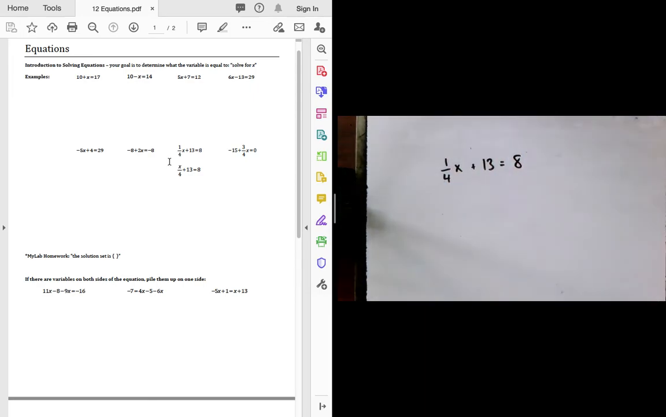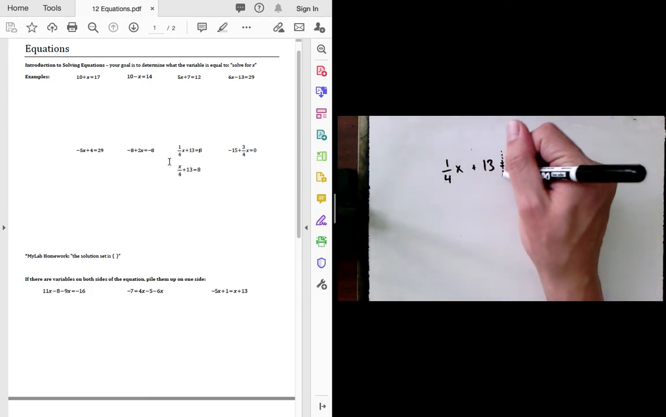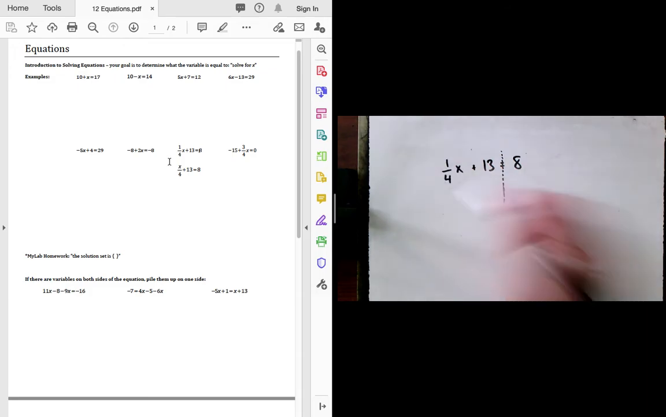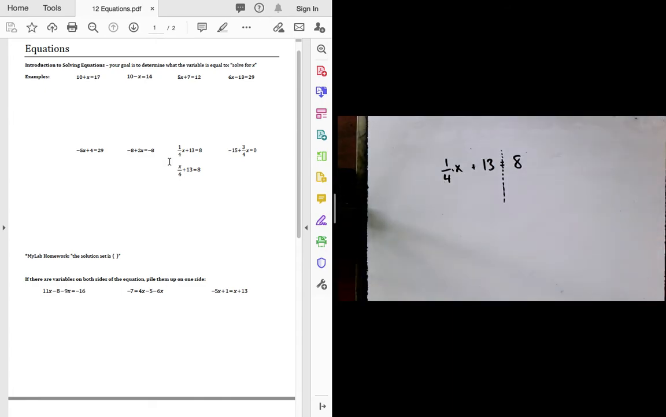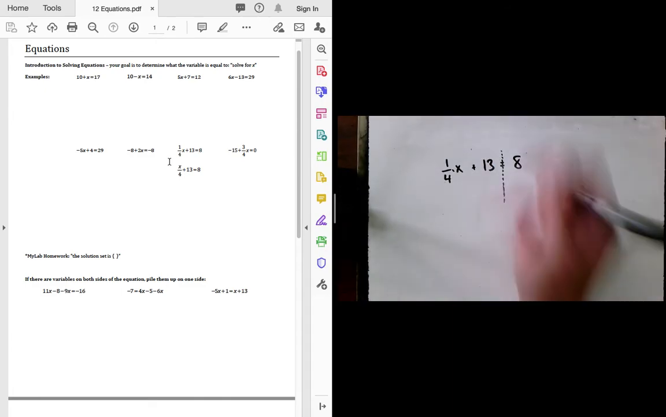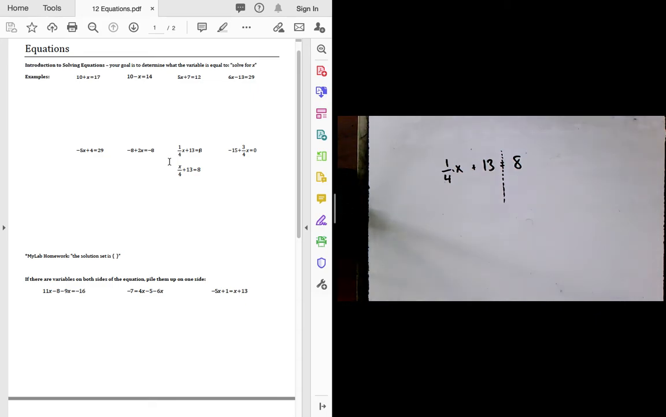So it looks really similar to our previous problem. We have our scale balanced out over here. We have our x on the left-hand side. We have an addition that we're going to have to get rid of first, and then we have a multiplication out in front of x that we're going to have to get rid of by division. So our first thing we'll do is we'll subtract 13 from both sides.